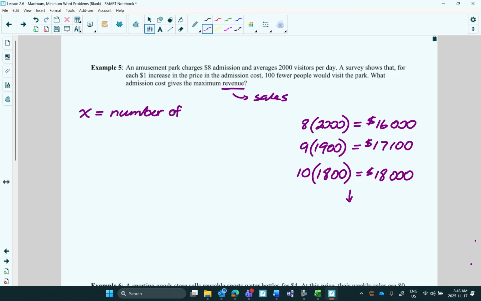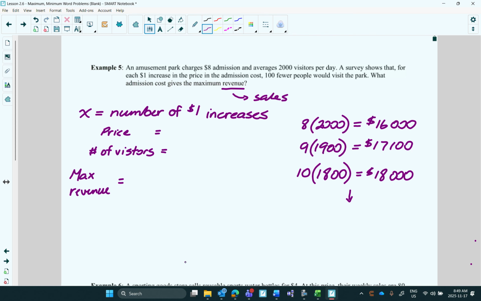Well, how do you find the revenue for anything? How much you charge times how much you sell, or how many people attend, or whatever the situation is. So we are going to need expressions for the price and number of visitors. And then I'm going to multiply those two.